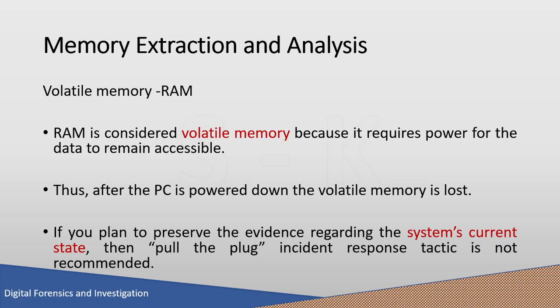Memory acquisition, which is also known as capturing, dumping, or sampling, involves copying the content of volatile memory to non-volatile storage. It is no doubt one of the most important and risky steps in the memory forensic process. RAM is considered volatile memory because it requires power for the data to remain accessible. After the PC is turned off, the data in the volatile memory is lost and it cannot be recovered when the PC is powered on again. Therefore, if you plan to preserve the evidence regarding the system's current state, then the incident response tactic of pulling the plug is not recommended in the live digital acquisition process.